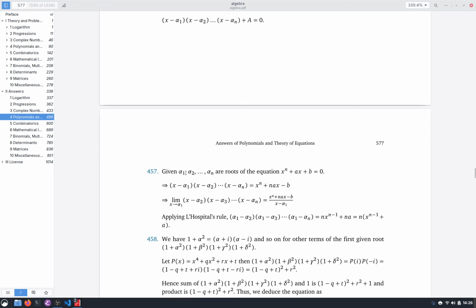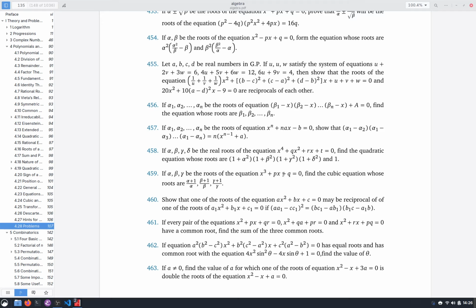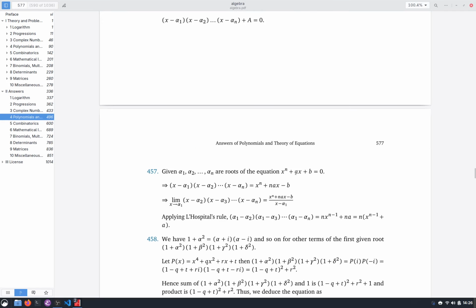So we are given that alpha 1, alpha 2, up to alpha n are roots of the equation x to the power n plus nx plus b is equal to 0, where the n was missing, which implies that (x minus alpha 1)(x minus alpha 2) up to (x minus alpha n) will be equal to x to the power n plus nx minus b. Now, when x tends to alpha 1, we divide this right hand side by x minus alpha 1. So we apply L'Hospital rule, we get (alpha 1 minus alpha 2)(alpha 1 minus alpha 3) up to (alpha 1 minus alpha n) is equal to nx to the power n minus 1 plus n a.